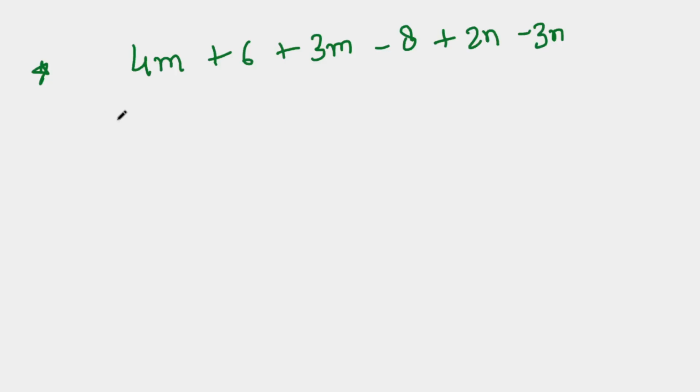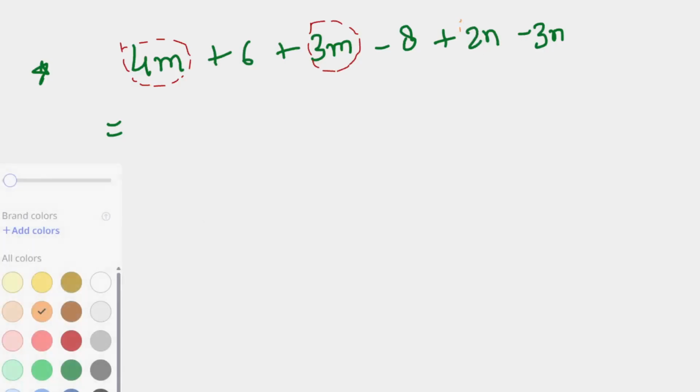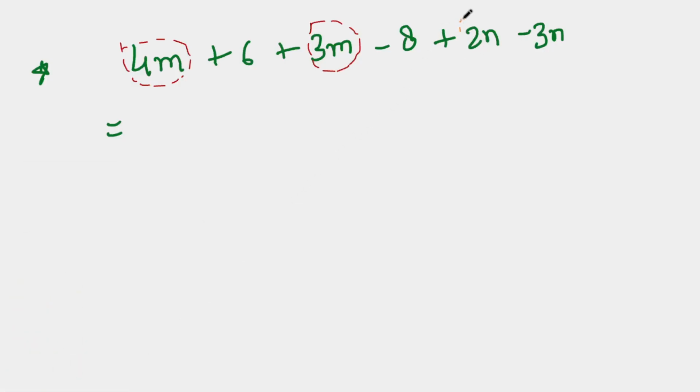Now step 1 is to expand. No need here to expand, right? Second step is to identify the like terms. So 4m and 3m, they are like terms. Then 2n, let me use a different color. So 2n and minus 3n, this is another pair of like terms. And then we have 6 and 8. This is another pair of like terms. So we have identified the like terms in this expression.